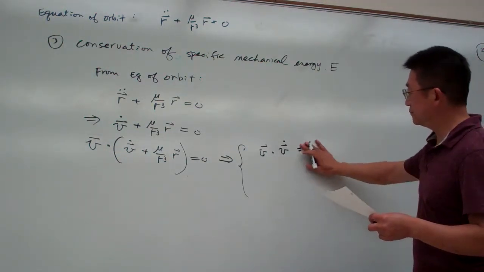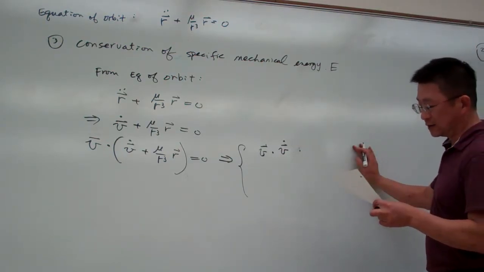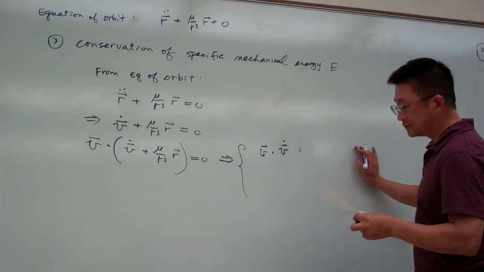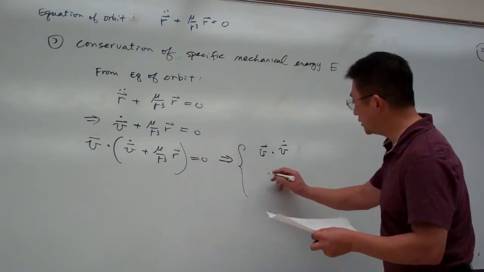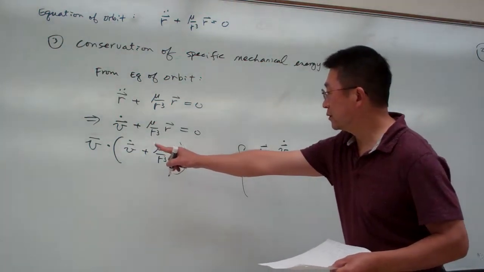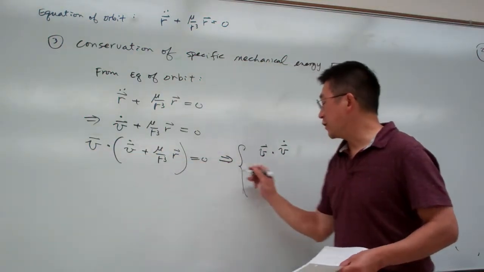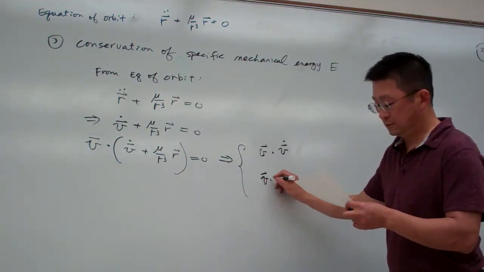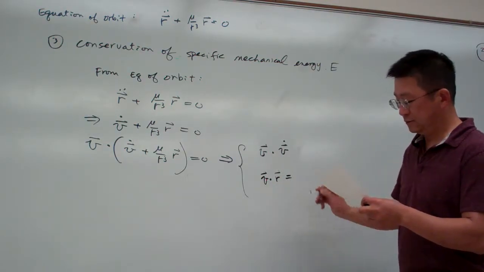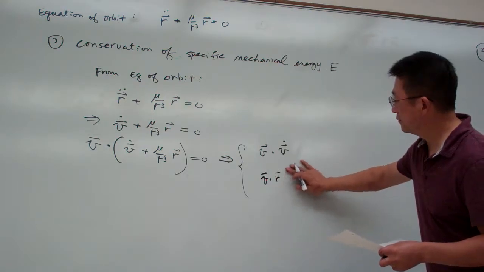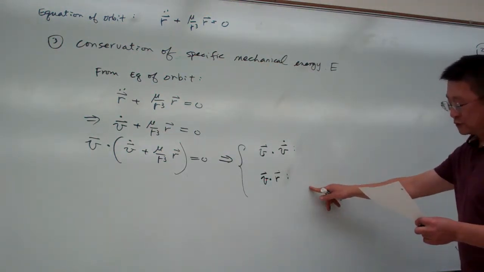Okay. So this one, how can we calculate? We keep it. And for the second one, we calculate v dot r. v dot r we can try like this.